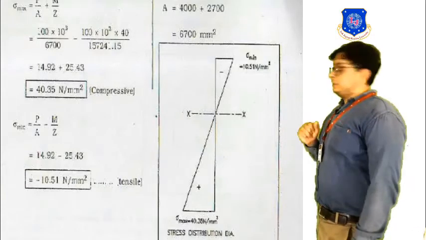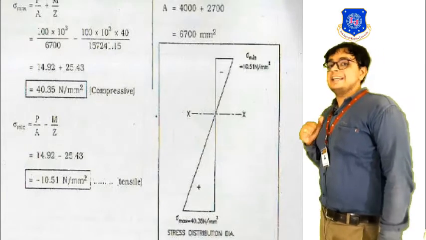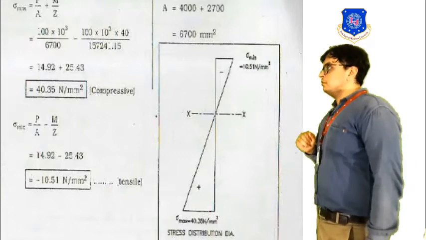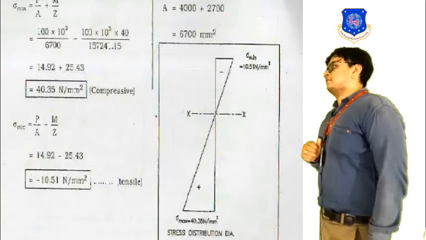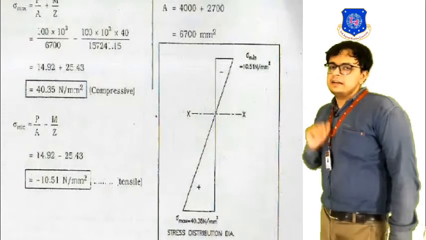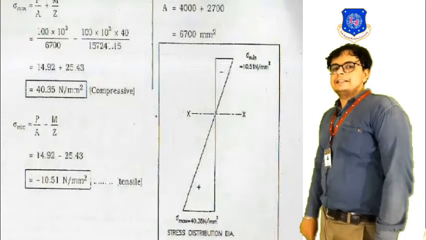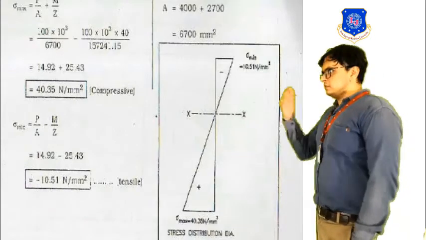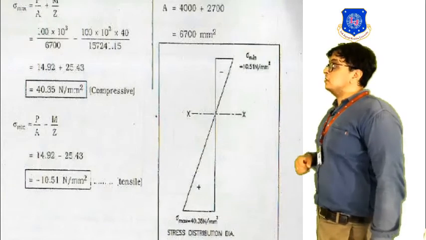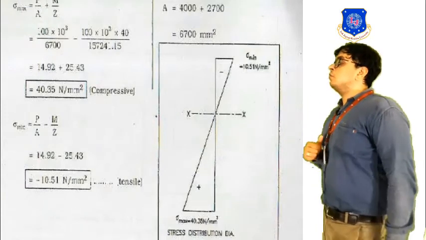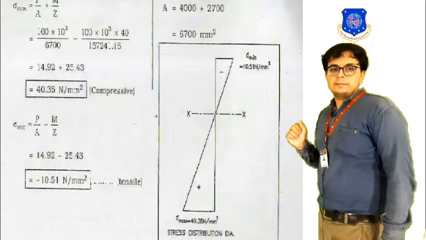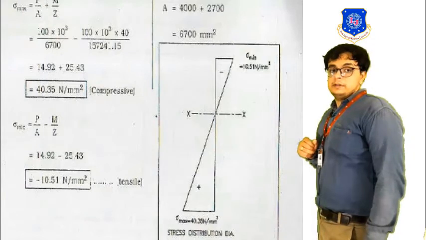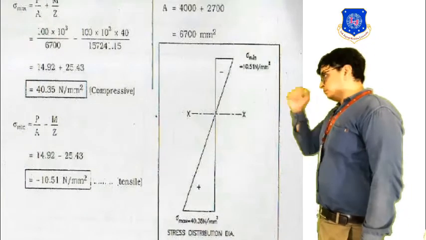Now, this was our first term, the direct stress, that is P by A. Now it's time to include the bending stress. Bending stress is nothing but the stress that is caused because of the eccentric loading. In the sessions just before this one, we discussed the formula to find the bending stress. This formula is M by Z.